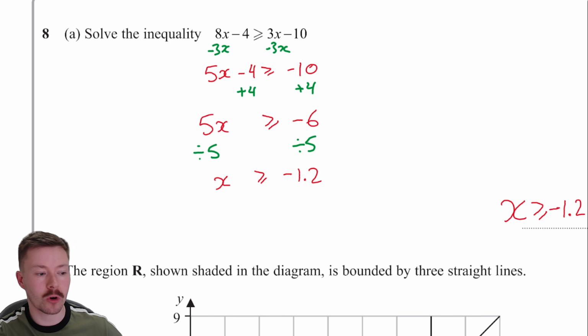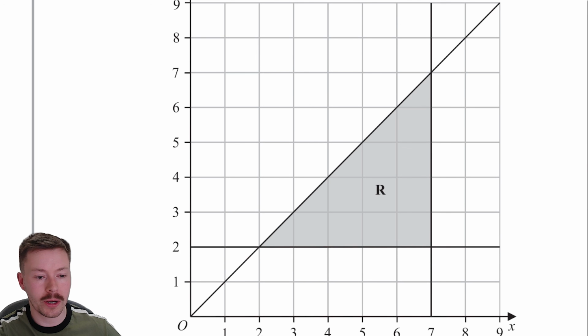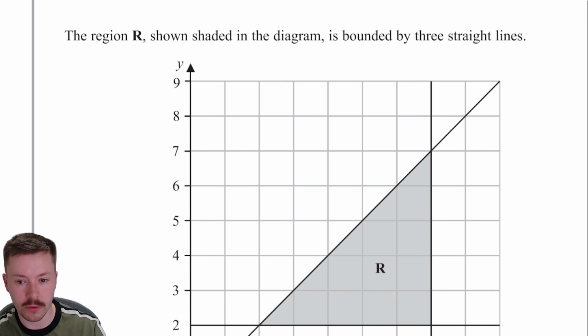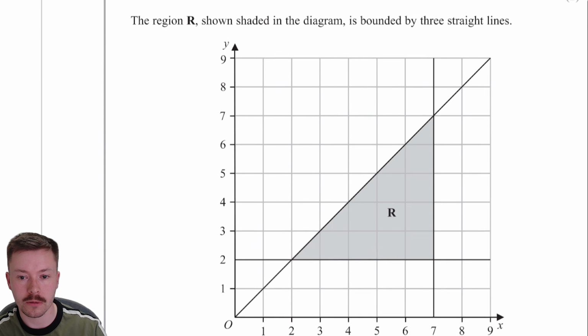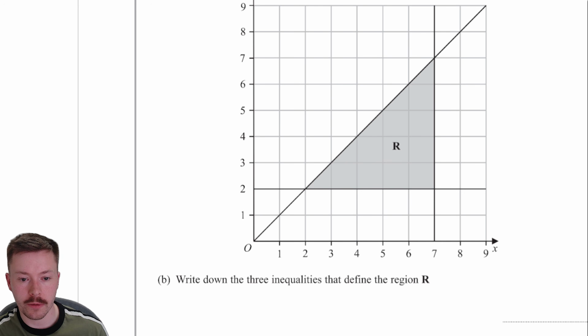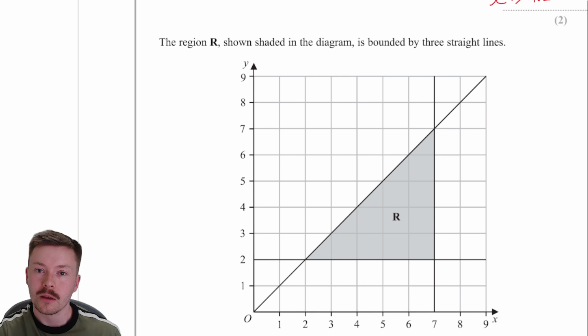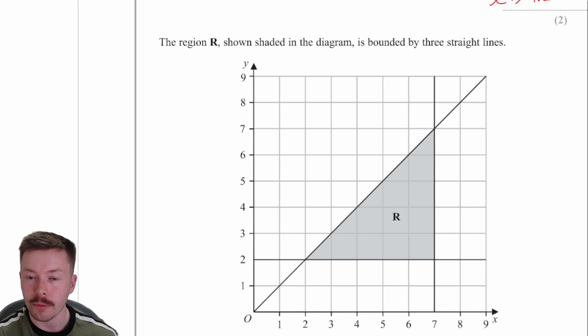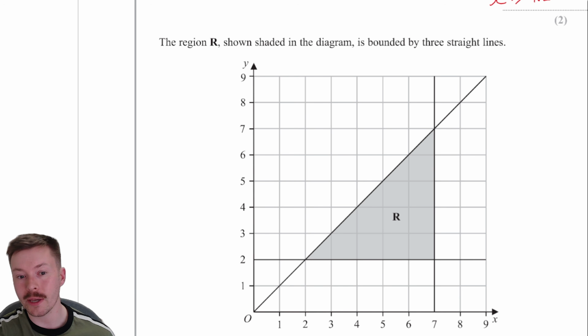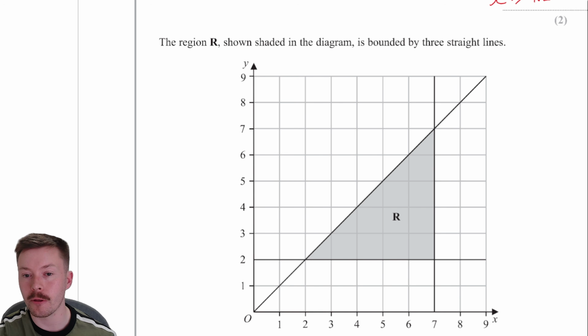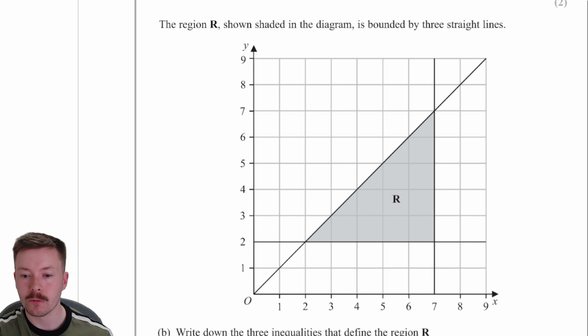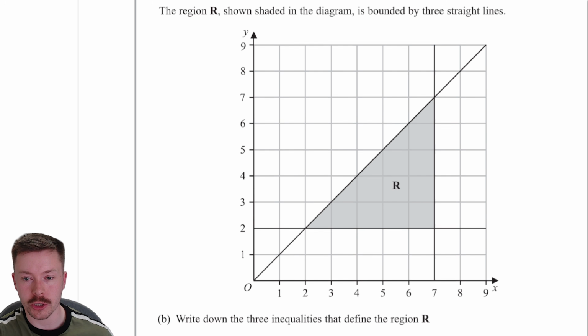Right, scrolling down, that was only part A. We are now looking at this. I'll have to zoom this out slightly. Maybe a little bit more. We have got basically graphical inequalities. Okay, we've got three straight lines, we've got a shaded area, and we need to work out the equations of the inequalities. So I scroll down slightly: write down the three inequalities that define the region R.